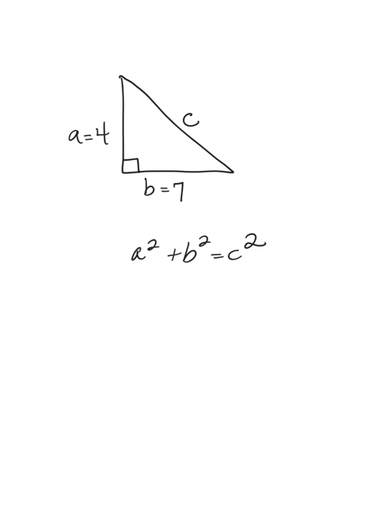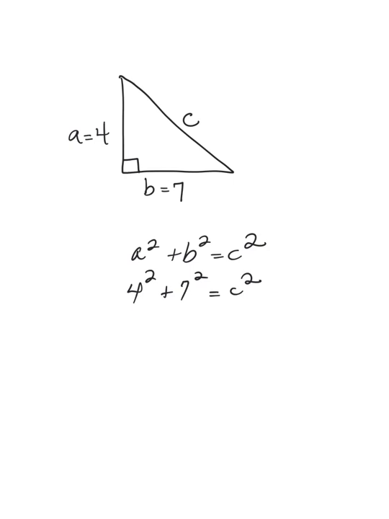Pythagoras' theorem states that if I square the two legs of a right triangle, A and B, the sum of those two squares is equal to the square of the hypotenuse C. Simply stated, a squared plus b squared equals c squared. Now, if I plug my values for a and b into my equation, I get 4 squared plus 7 squared equals c squared.